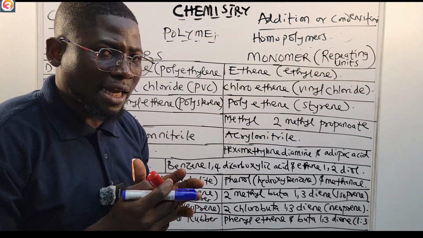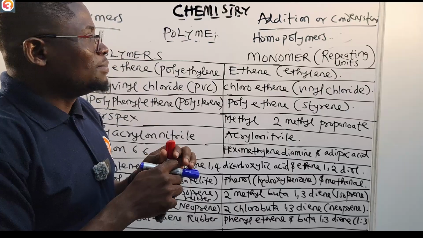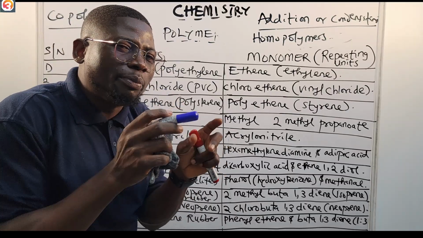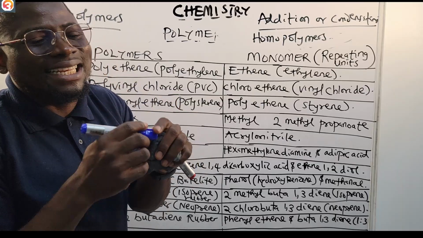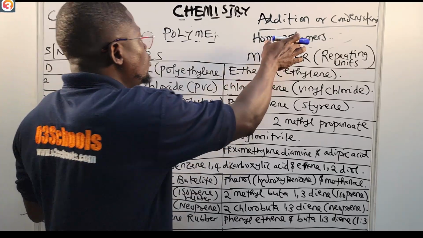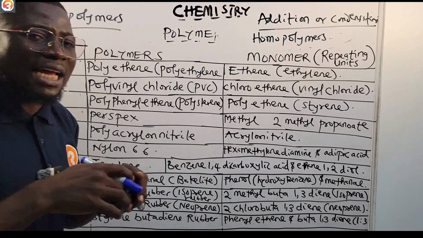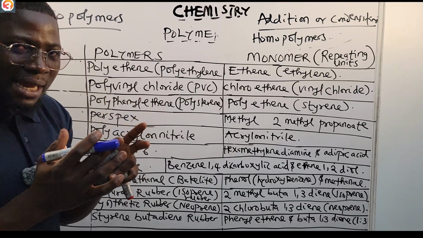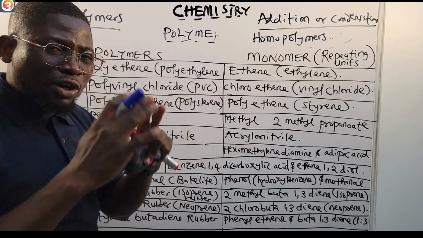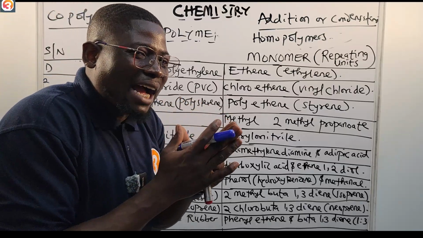What is homopolymers? By homo, it means that the monomers that are making up the polymers are the same, or they are identical. So homopolymers are polymers that are made from identical monomers.